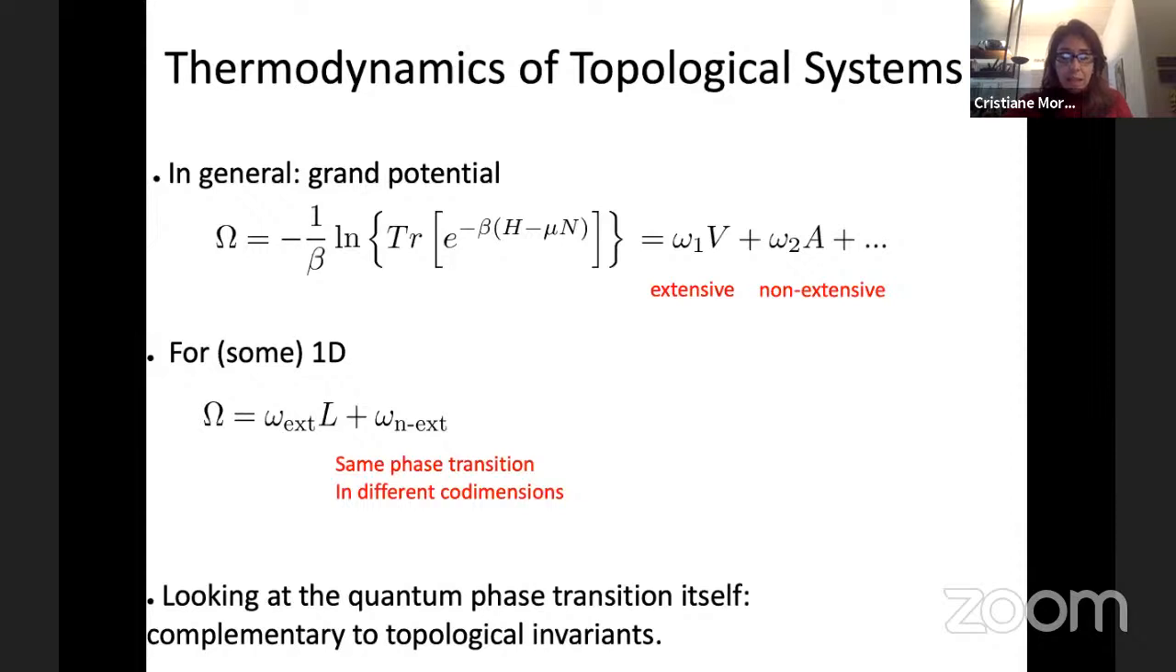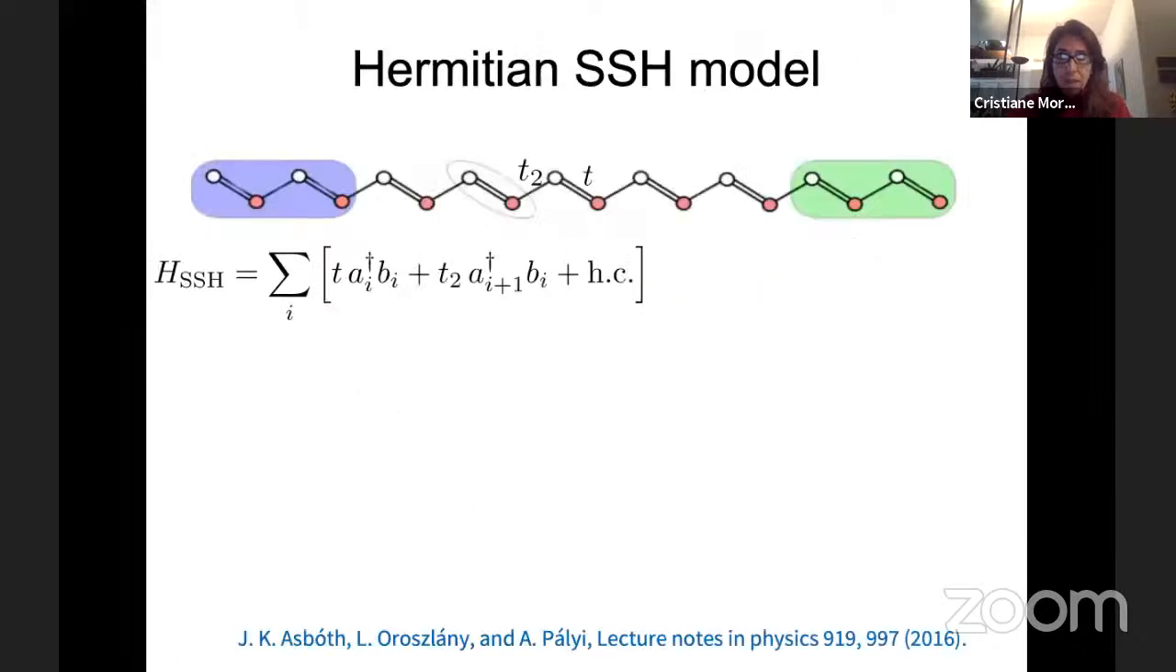And if we look now at the quantum phase transition itself, this is going to be complementary to the notion of topological invariance. One of the examples that's going to be useful also to compare later with the non-Hermitian case is the SSH model. I have a 1-dimensional chain with hoppings T and T2.